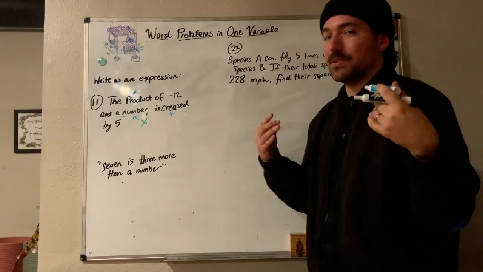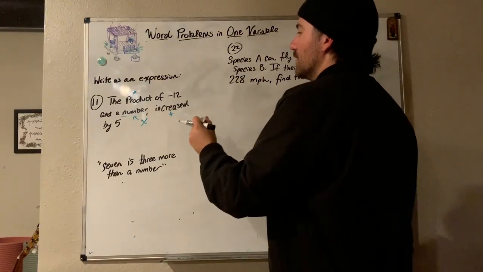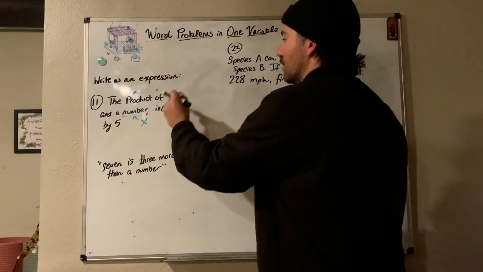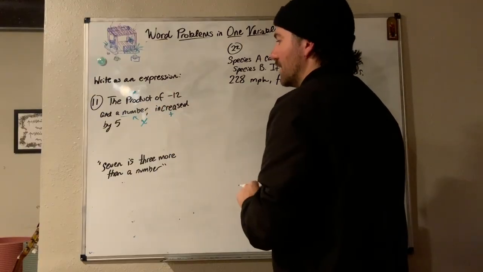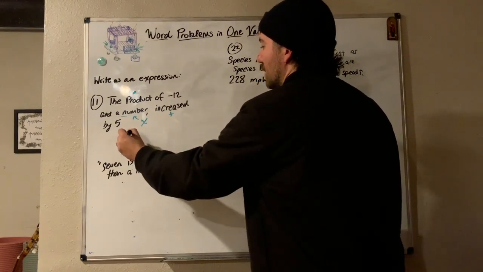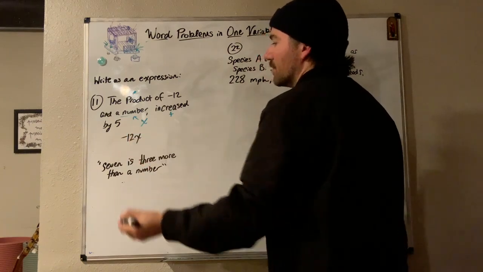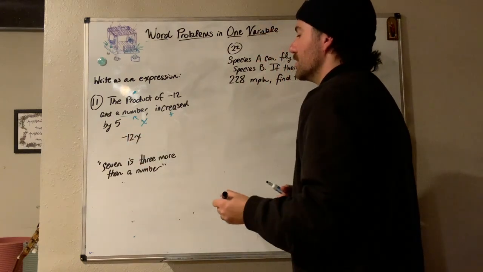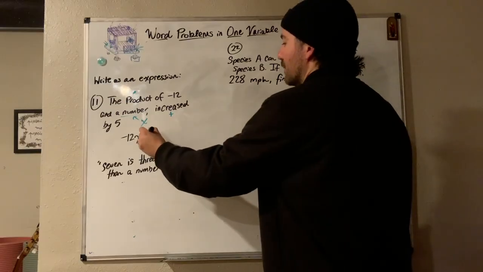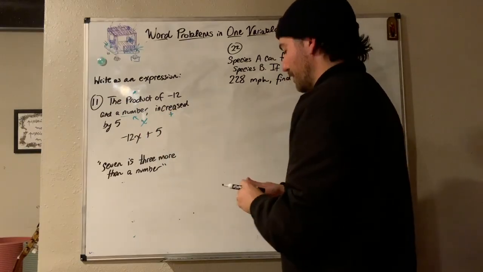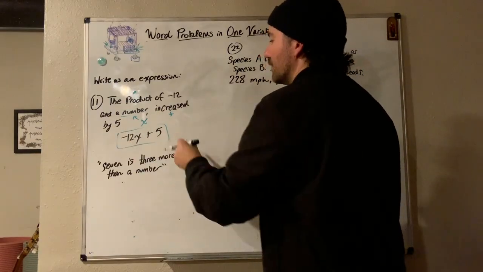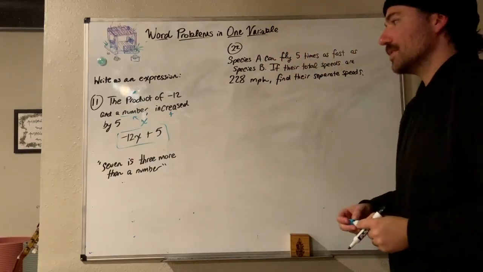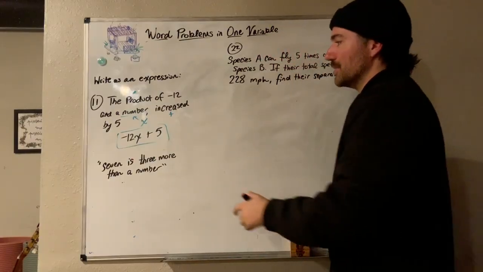So let's try to convert that into an expression. Product of negative 12 and a number. So multiplying negative 12 and x, the product of negative 12 and some number that we can maybe later define, increased by 5, plus 5. So a little conversion from the English language to the mathematical language.